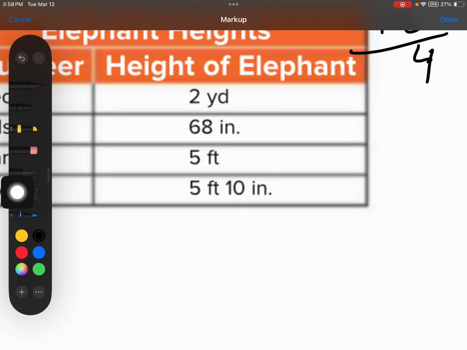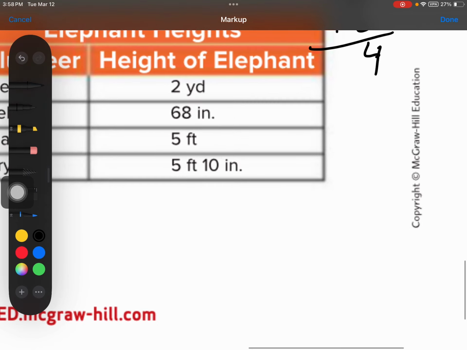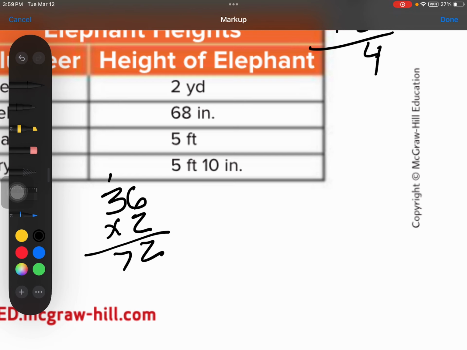So 2 yards. There's 36 inches in a yard times 2 of the yards. 2 times 6 is 12, 6, 7, 72. So this is like saying this is 72 inches, okay? Now 68 inches, thankfully that's already done for us. We'll just transfer it over here so it's easy and nice and pretty.